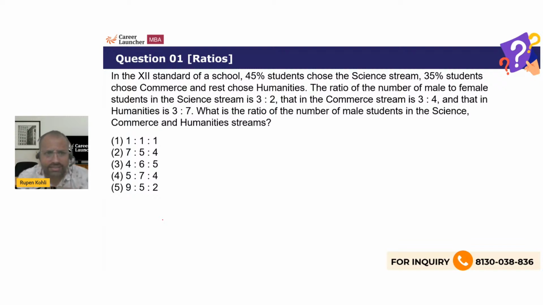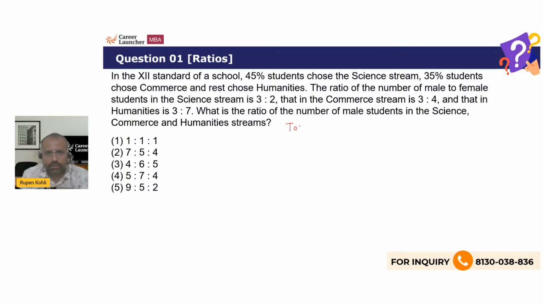In the 12th standard of a school, 45% students chose a science stream, 35% commerce, and the rest humanities. Then further, he is giving us the ratio of male to female in each of these three streams, and then he's asking for the ratio of the number of male students in these three streams. Since no value is given, we are not given how many total students there are, so we can take it as a number. The easiest thing to do in these questions is assume the total number, and 100 is the most convenient number. You can take it as 1000 also, or 500 also. It won't matter, because ultimately the ratio will always be the same.